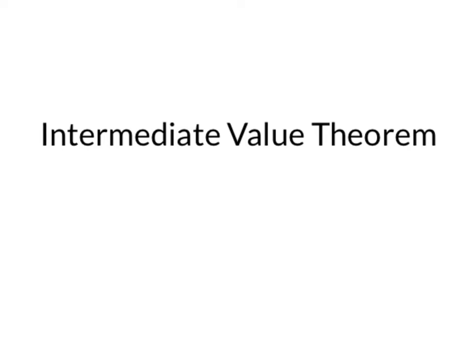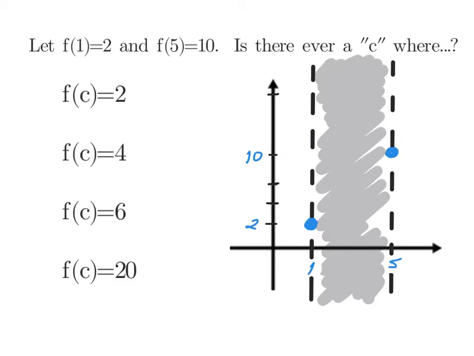Let's take a look at the intermediate value theorem, another theorem that looks kind of obvious once you start thinking about it. We'll also take a look at some other seemingly random problems. Let's say we know that f of 1 is 2 and f of 5 is 10. Is there ever going to be a c where f of c is equal to 2?